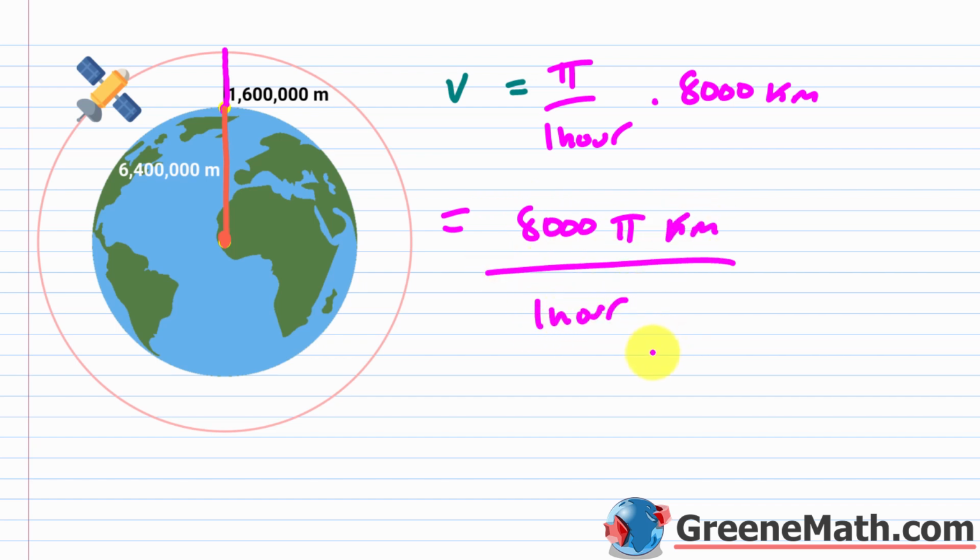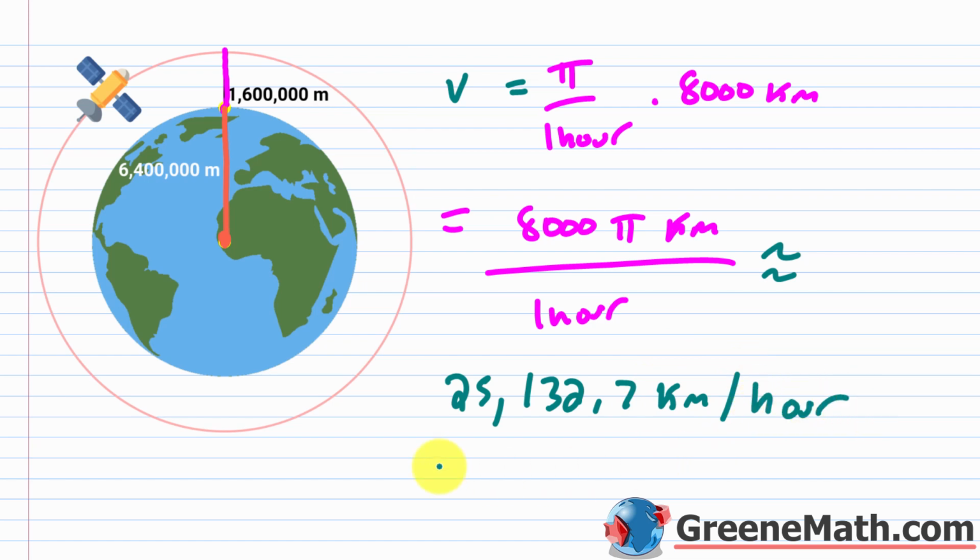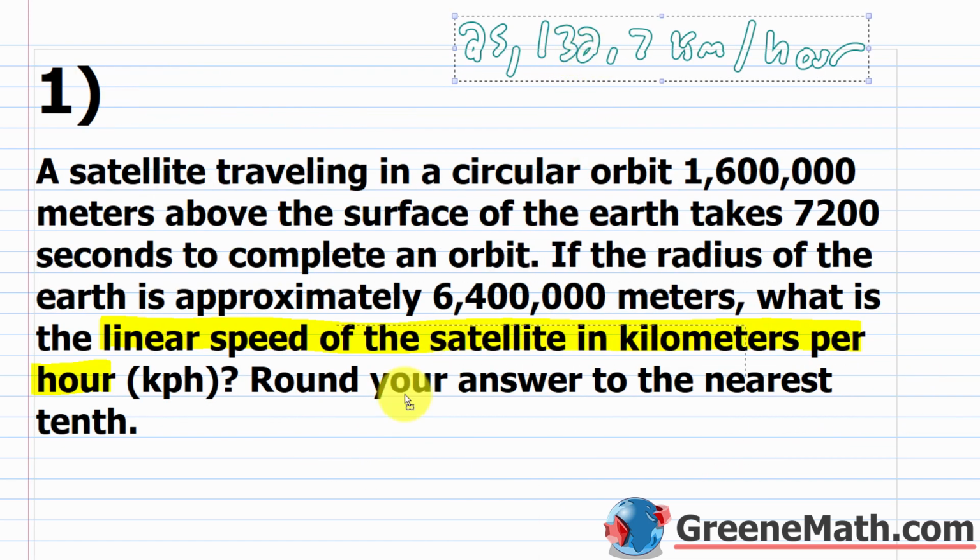Now it asked us to round this to the nearest tenth. So let's go ahead and punch this into the calculator. And when I do 8,000 times pi, I get about 25,132.741. Now we're rounding to the nearest tenth, so let's go 0.7, and you can cut these off. So this would be in terms of kilometers per hour. Okay, so let's grab this, and I'll just paste this in here.